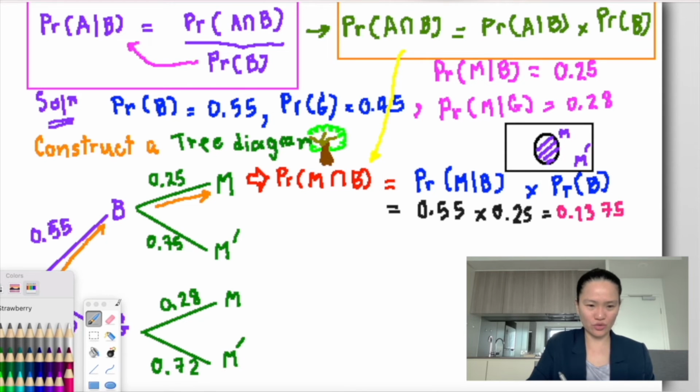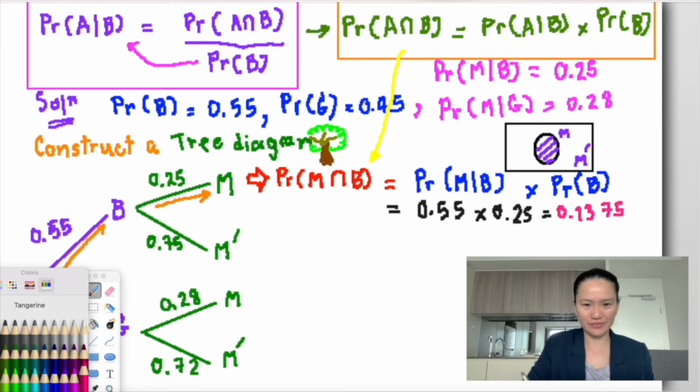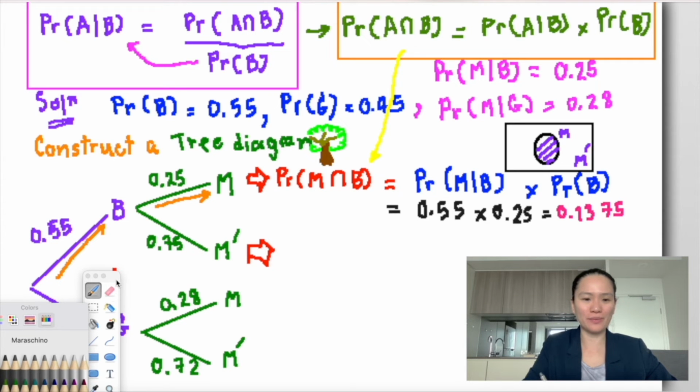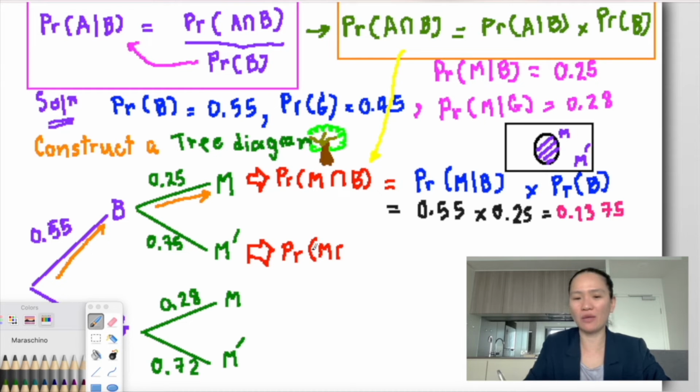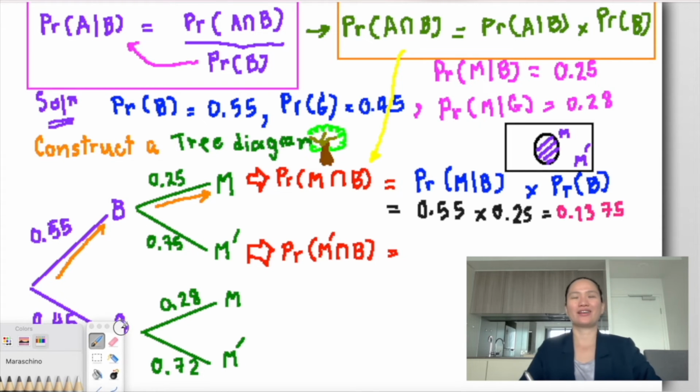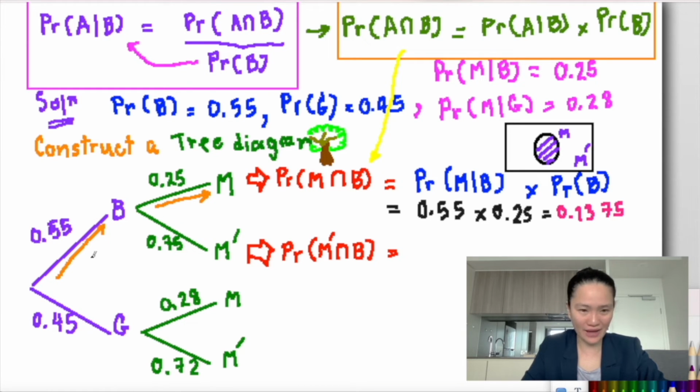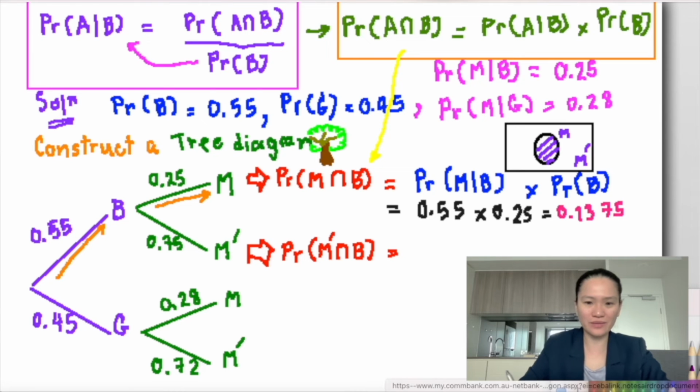Well, we're going to go next here. Again, guys, from here I would like to find the probability of not prefer math intersect boy. What does it mean? It means boys who don't like mathematics. What is it from here? You can see the branch here. It goes up this way.